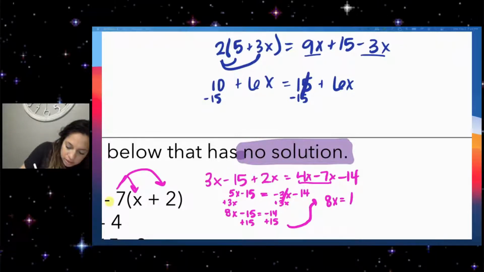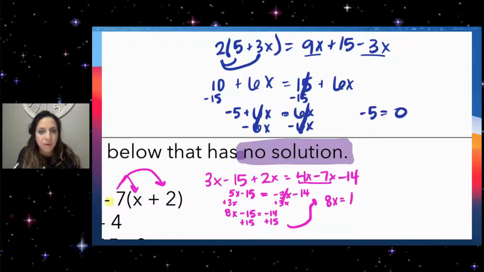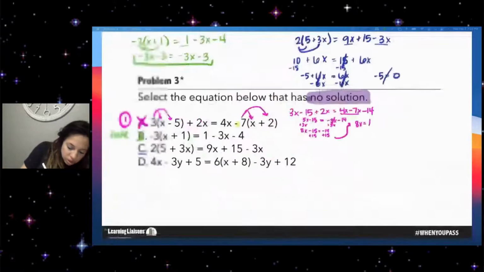10 minus 15 is negative 5 plus 6x equals 6x. Subtract 6x from both sides, and I get negative 5 equals 0. Does negative 5 equal 0? Not on any planet I know of. Negative 5 does not equal 0. So this one is going to be our answer because it has no solution.